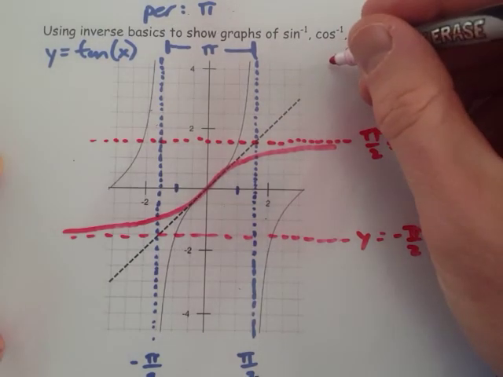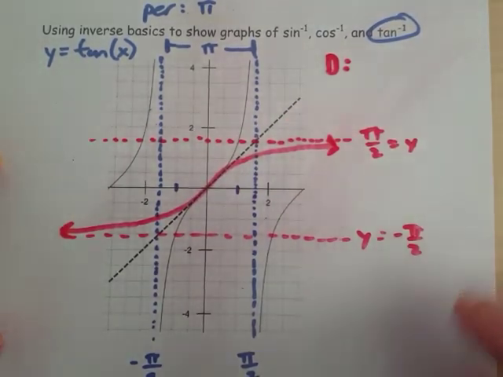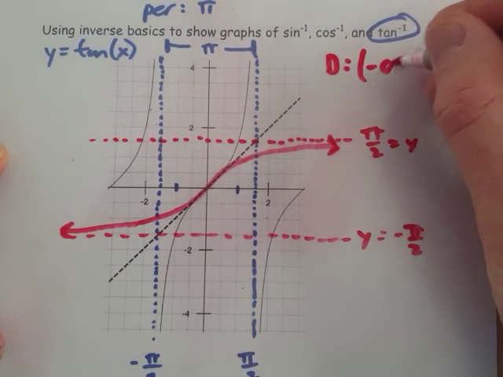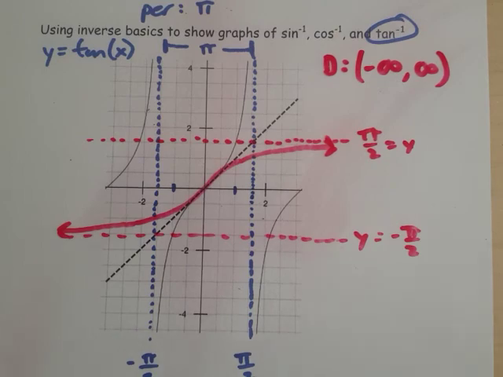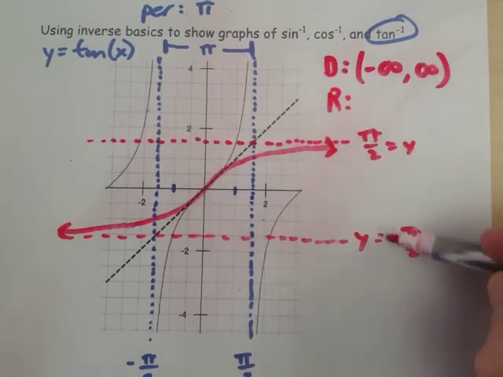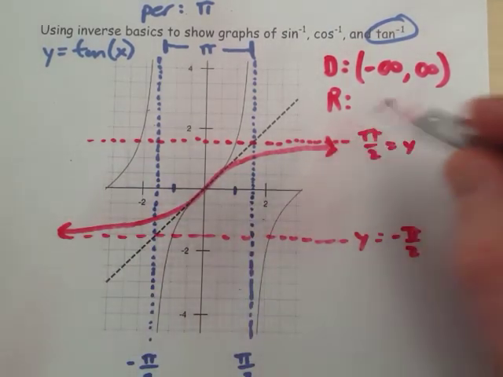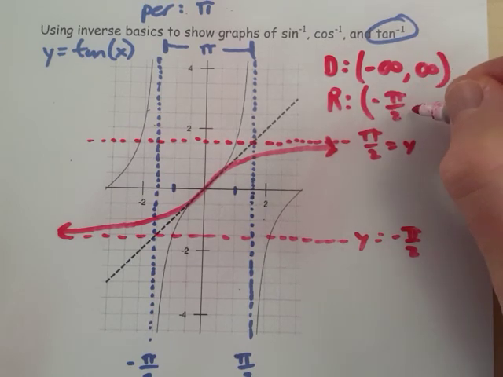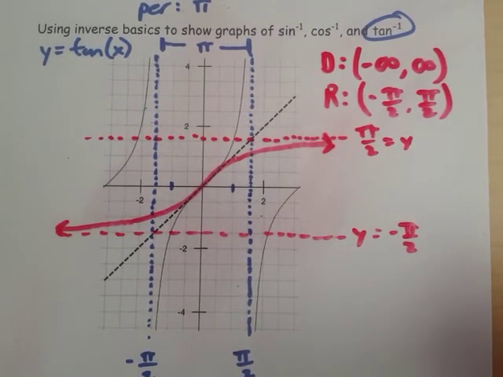Let's talk about the domain first. This part's easy. The domain, notice that this one's going over here and it's going over here. It's going to the left and the right forever. So there is no end in sight. It just goes from negative infinity to positive infinity. That is going to be our domain in this case. Our range is going to correspond directly with these two asymptotes. And so our range here, though we get really close, we never quite get to them. So this one we're also going to use rounded brackets. We're going to go from negative pi over 2 to pi over 2. So that's going to make the domain and range of this particular graph.